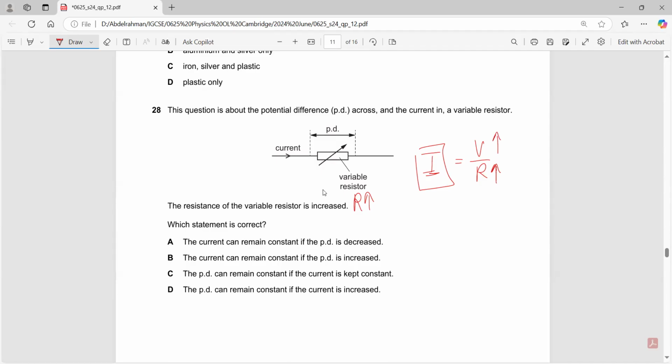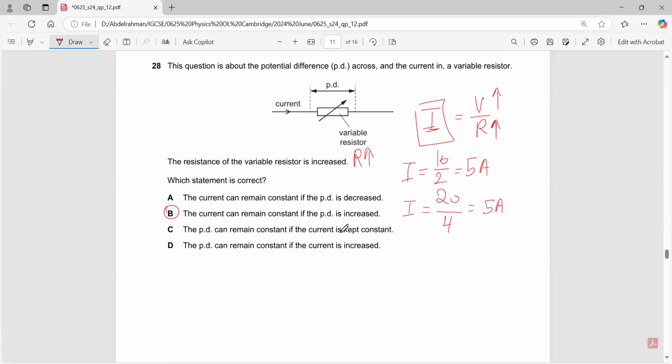Why should I increase the voltage? For example, if the current is, let's say, 10 over 2, which is 5 amperes, right? Now, the resistance has increased. It has become 4 ohms. So the voltage has to be 20 to keep the current constant at 5 amperes. You need to increase the potential difference if you increase the resistance to keep the current constant. So it is B.